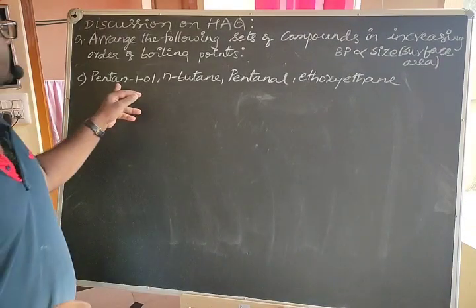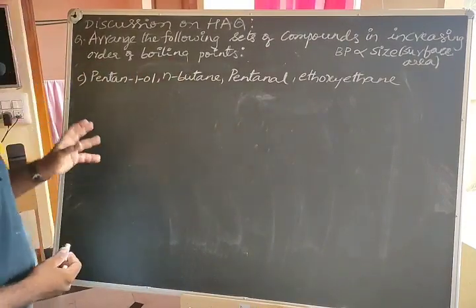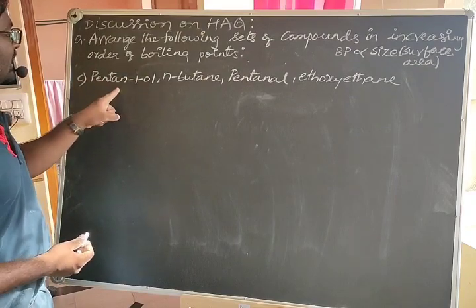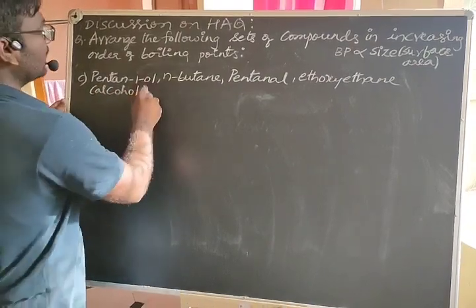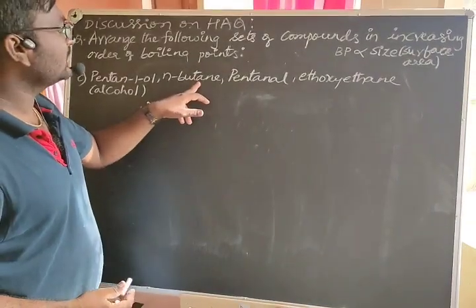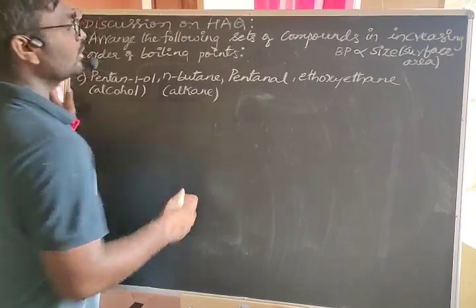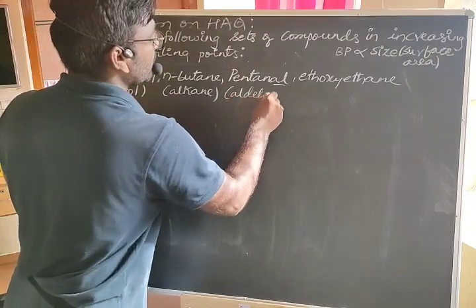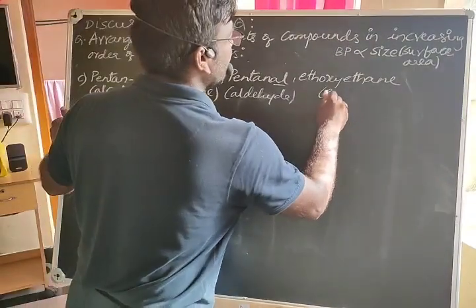Let us consider this question. Same, arrange the following set of compounds in increasing order of boiling points. Here we have variety of compounds. As you can see, it is OL, means it is an alcohol. Okay. Yes. Come to this n-butane. See, it is a saturated hydrocarbon called alkane. Okay. Yes. Come to this pentanal. AL is the suffix, therefore it is an aldehyde. Okay. Yes. Come to the last one. Ethoxyethane means it is an ether.